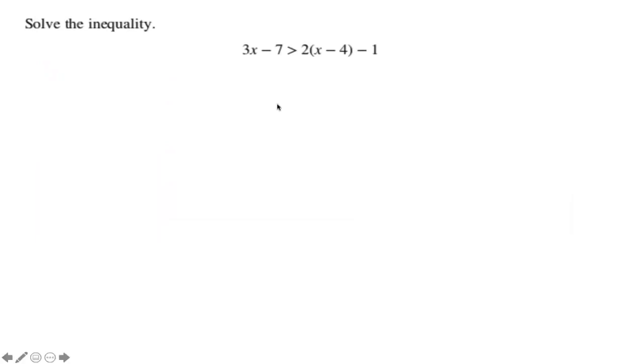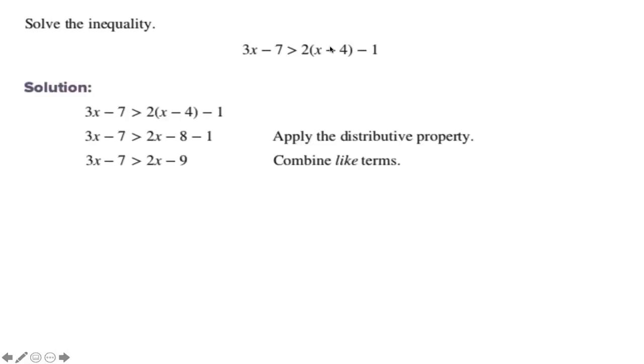Again, we can just use the properties of adding and subtracting and see what happens. So for example, I'm going to simplify this parenthesis expression. I have 2 times x is 2x, 2 times negative 4 is negative 8. And now we're going to combine like terms: negative 8 minus 1 is negative 9. And then I'm going to subtract 2x from both sides so that I can bring the 2x over to the left. We want to combine all the x's on one side.